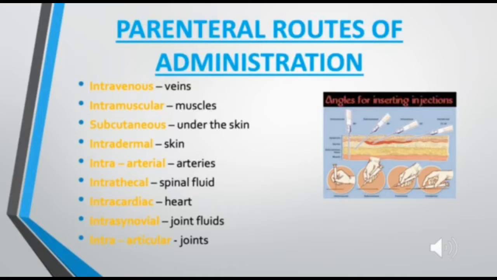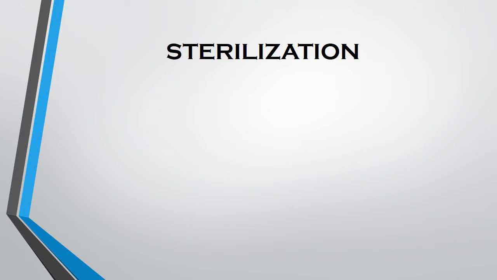Intrathecal involves the injection through the spinal fluids. Intracardiac, injection through the muscle of the heart. Next is intrasynovial, which is injection through the joint fluids. And lastly is intraarticular, which is injection through the joint. Next, I will present about sterilization.